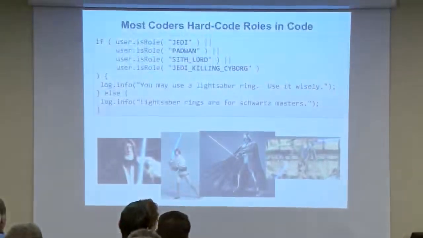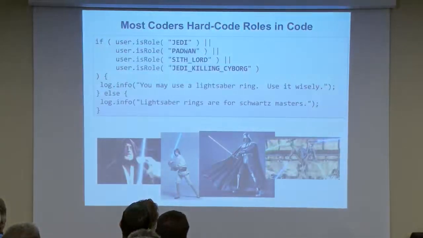Suppose we're building a Star Wars game, and we want to check if the user is allowed to wield a lightsaber. Traditionally, developers will code it like this. Well, if the user is a Jedi, they're Obi-Wan, if the user is a Padawan, Luke, or if the user is a Sith Lord, of course, Darth Vader, or if the user is a Jedi-killing cyborg that was trained by a Sith, this is, of course, General Grievous.